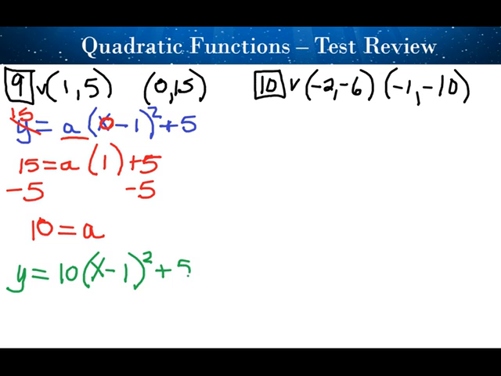And now I am done. Okay, so the answer is this equation here. y equals 10 times (x minus 1) squared plus 5. All right, let's do the same thing with number 10.